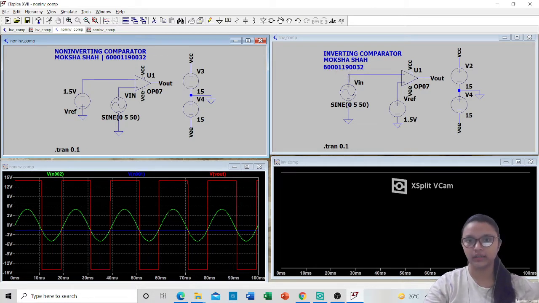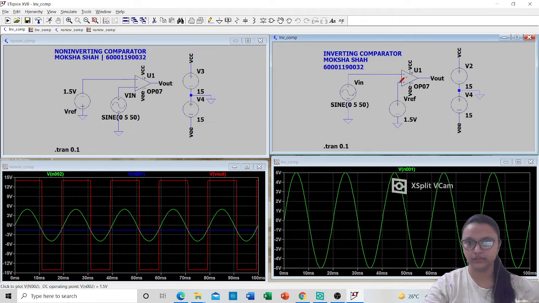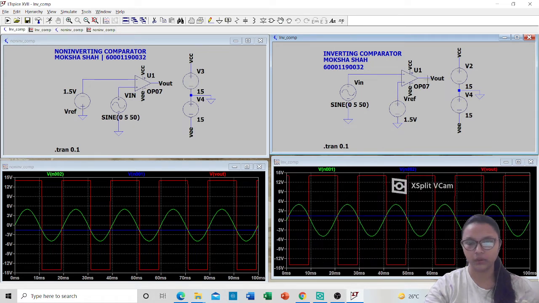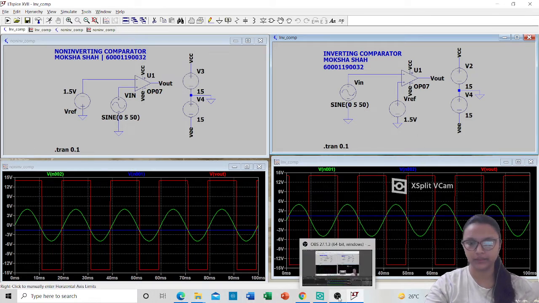Now for the inverting, if I give the input, and the Vref, and this is the positive Vref and the Vout. So over here, if Vin is greater, you are getting a negative Vsat. If Vin is lesser, you get a positive Vsat. So this was about the inverting and non-inverting comparator.